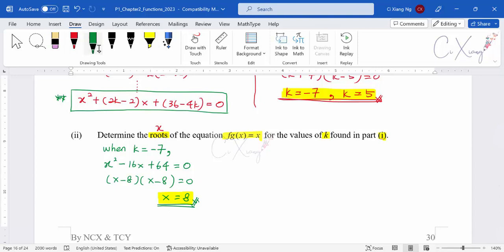And now for the second value of k, we want to substitute another value. When k equals 5, what is the value for x? So again, substitute into this particular equation, you should have x squared plus 8x plus 16 equals 0. After that, we're having (x plus 4) squared equals 0. And therefore, your root for this quadratic equation will be x equals negative 4.